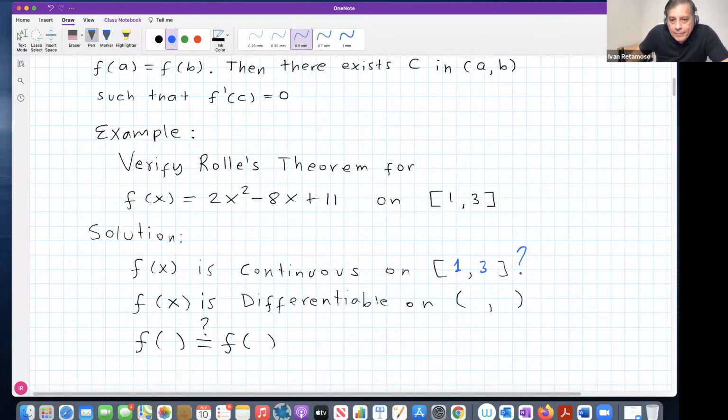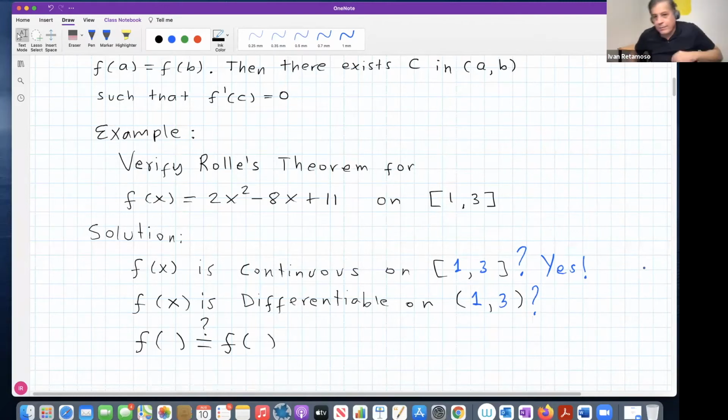Well, this answer should be a yes, right? Because remember, polynomial functions are always continuous. The graph of this quadratic function is a parabola, it's all in one piece, so yes. Now, f of x, is it differentiable on this interval? And here, yes or no? Maybe I could leave it for you. Anybody on the chat could answer? Can we take the derivative of that function?